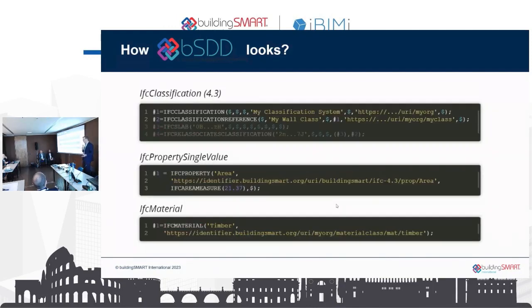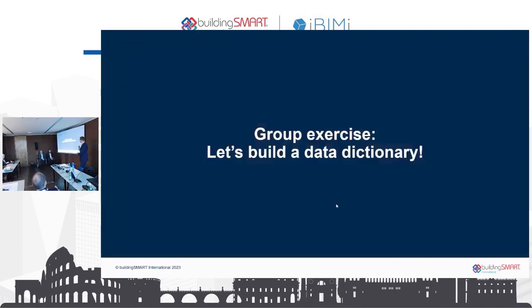This is also how bSDD can look. This is what you see if you have an IFC model referencing bSDD. So you can have references to bSDD in classifications, in properties, in materials. And this is one way to view bSDD as well. But let's discover it together.